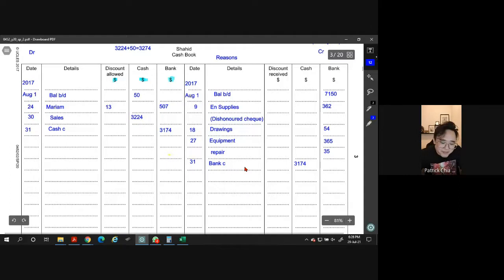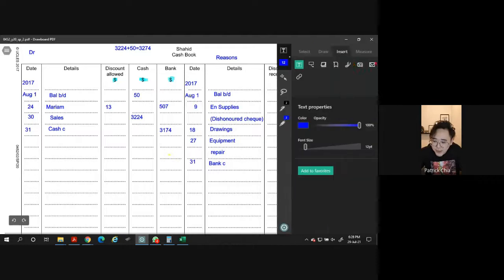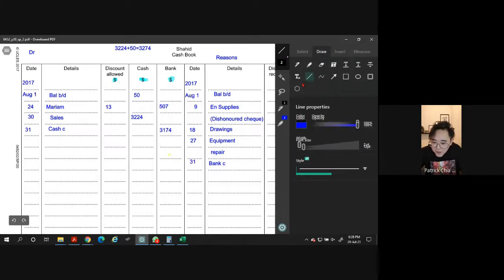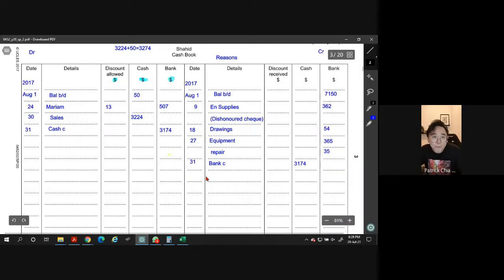Are we done yet? So all the transactions are finished already. So yeah, not done because we still have to do balancing. So how do we do balancing here? All right, for balancing, these are the format. So the format, you have to remember, okay?